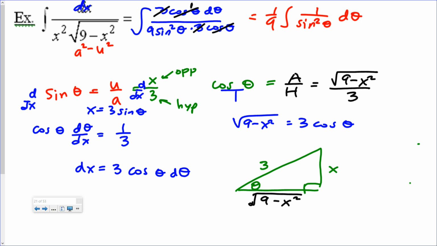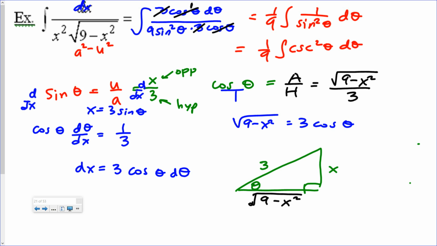At this point, this should be something that you can integrate. It should be something on your pink sheet. Is 1 over sine squared theta on my pink sheet? What's another way to say 1 over sine theta? Sorry, 1 over sine theta is equal to cosecant, right? So this is actually the same as 1/9 cosecant squared d theta.